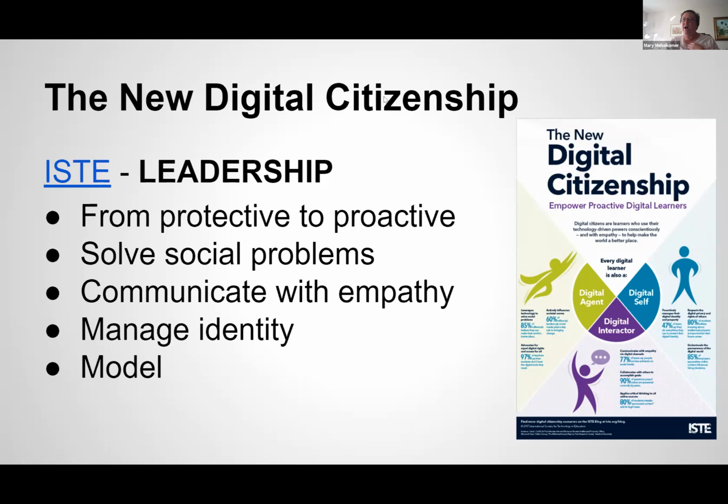And what they are really talking about is moving away from this protective idea of digital citizenship to a more proactive idea. We can encourage kids to connect and network with others to solve social problems, to learn how to communicate with empathy and avoid cyberbullying. So instead of constantly hammering that message of don't cyberbully people, don't do this and don't do that, we can really be encouraging kids to communicate online with empathy and not be part of that problem.